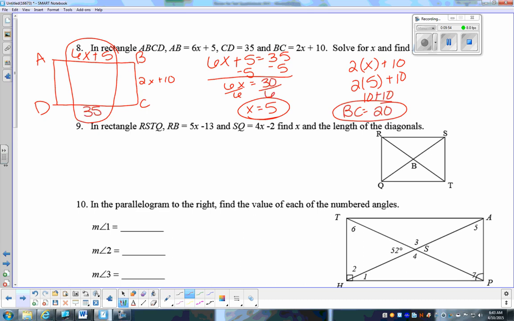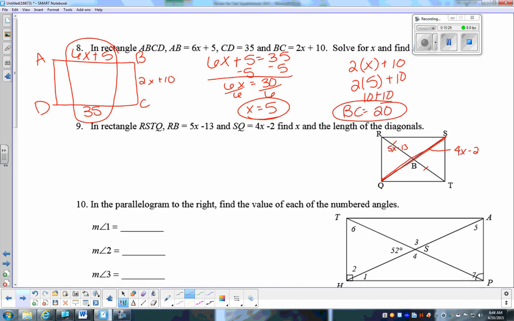Number 9. In rectangle RSTQ, RB is 5x minus 13. SQ, so this entire diagonal here, is 4x minus 2. All right, so we have half a piece of the diagonal and then a full piece of the diagonal. We have two options here. One option is we know that since RB is 5x minus 13, DT is also 5x minus 13.